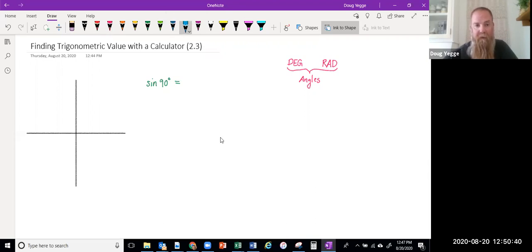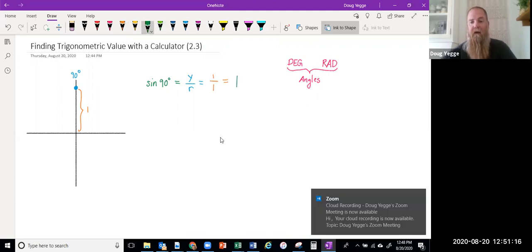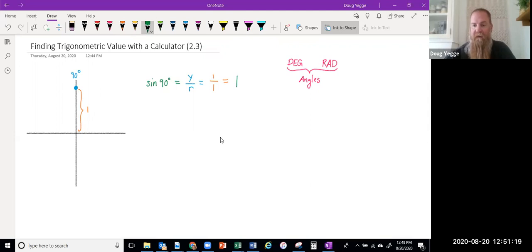Well, 90 degrees, remember, is going to be this angle over here. If you were to pick some particular point on the 90-degree angle, remember that sine of 90 degrees is just the y value over the r value. The y value is whatever we want it to be. So let's just make it, to make it nice and easy, 1. And so we could see that the distance from the origin is also 1. So sine of 90 degrees is 1 over 1, or just 1. So if we use a calculator, it should turn out to be the same value.